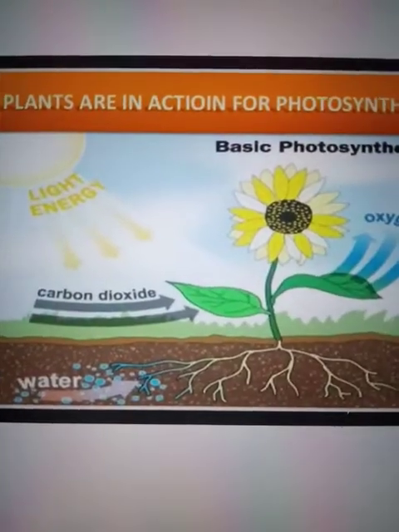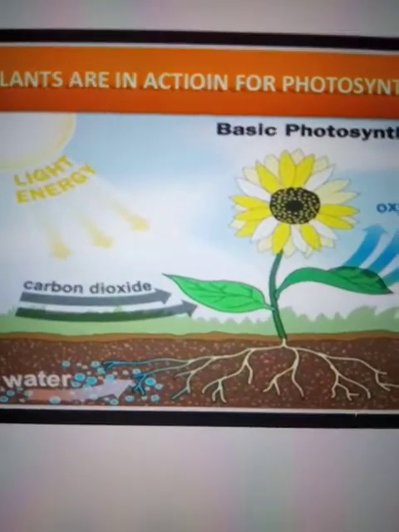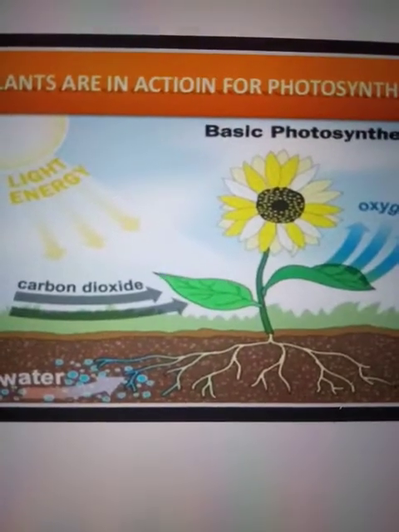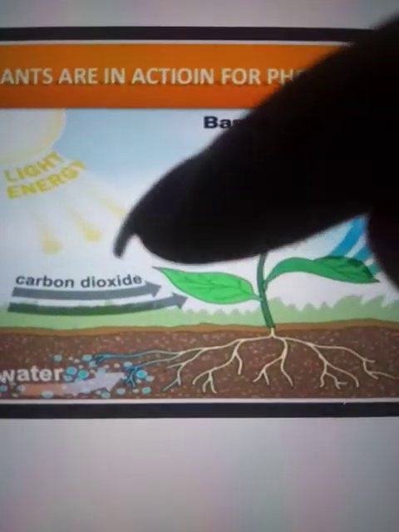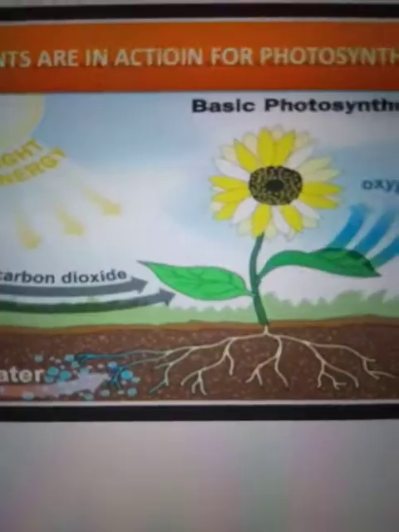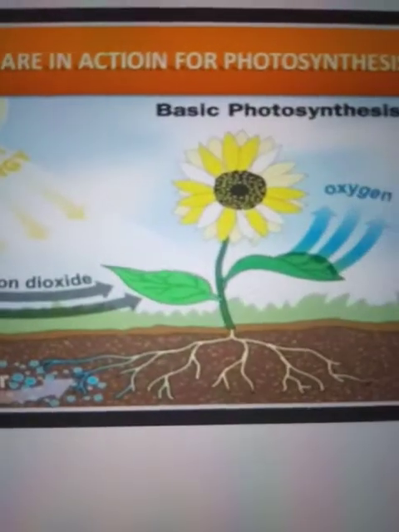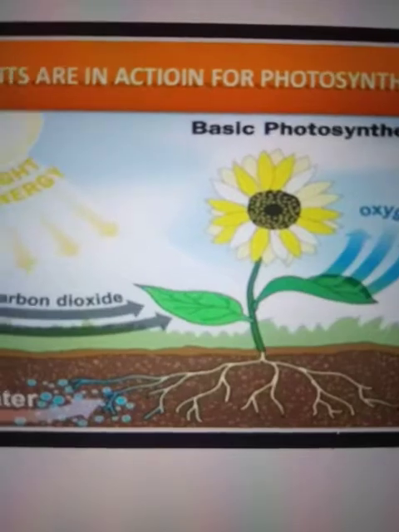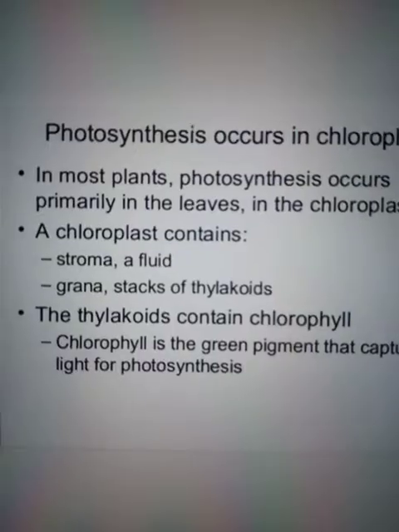Now let us see how plants prepare their action for photosynthesis. Here is the light energy which is absorbed. Light energy is absorbed by the chlorophyll and carbon dioxide is taken up by the plants, and what happens? Oxygen is liberated out. Now let us see how this process occurs in the plants.